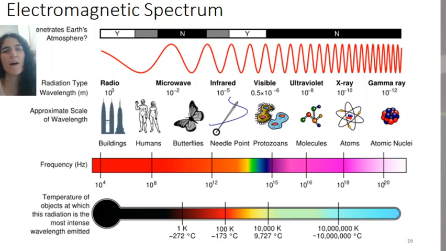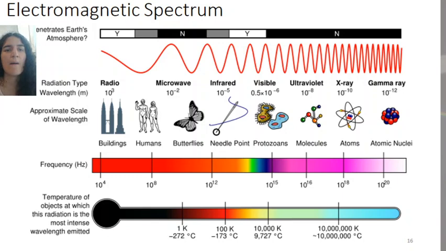Okay, so most importantly, we can categorize electromagnetic waves by their wavelength. The longest wavelengths on this spectrum are radio waves, and then we have microwaves, infrared, visible, ultraviolet, X-ray, and gamma ray. So as we move left to right, we have smaller and smaller wavelengths.